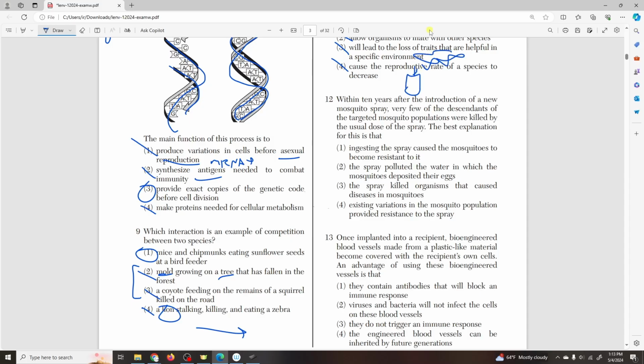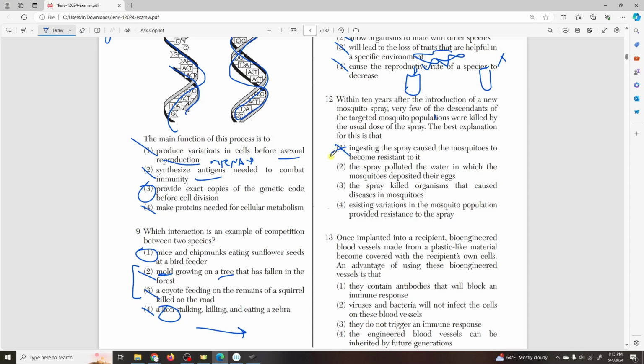And at some point, it was really useful and it killed all the mosquitoes. But then 10 years went by, and now the same spray cannot kill mosquitoes, right? You spray the exact same amount, and the mosquito is still alive, right? So why could that happen? Number 1 says ingesting the spray caused the mosquito to become resistant to it.